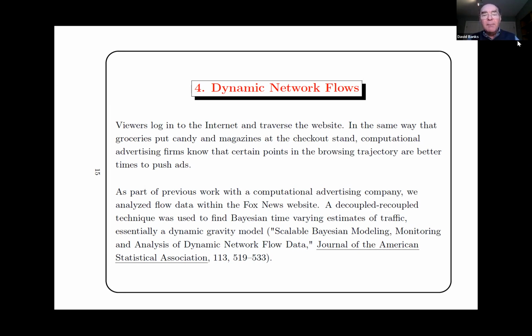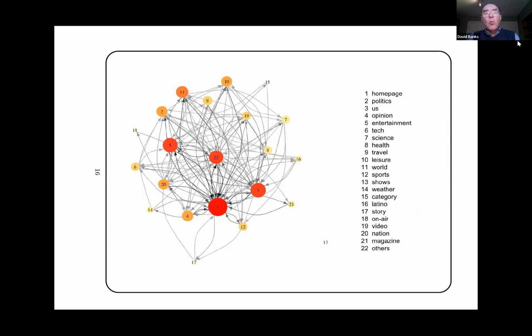So I and a couple of other people examined data flows within the Fox News website. We used a decoupled recoupled technique to find Bayesian time-varying estimates of traffic, which is essentially something called a dynamic gravity model, and the reference is there. But basically, we are looking at flows within 22 sub-websites of the Fox News system. The size of these circles are logarithmically scaled indications of how many people are on that website at a particular time. And this will vary over time, of course, but you'll see that the home page is very popular.